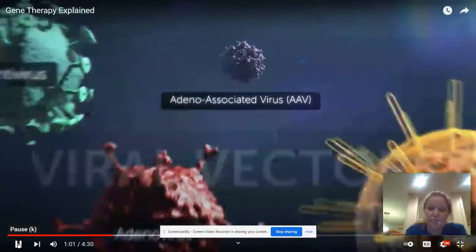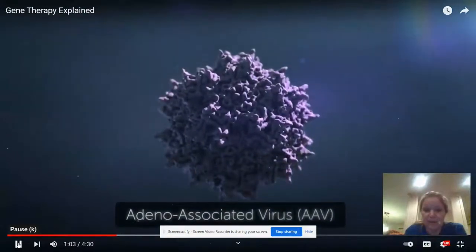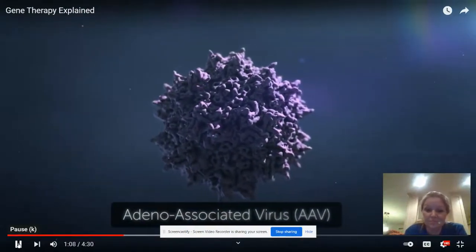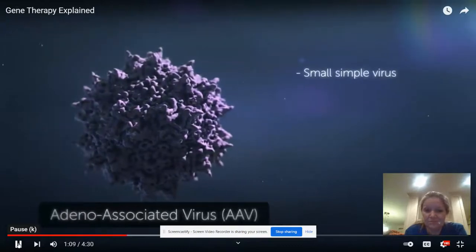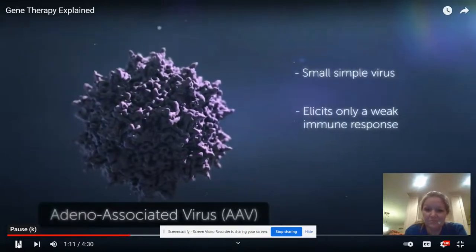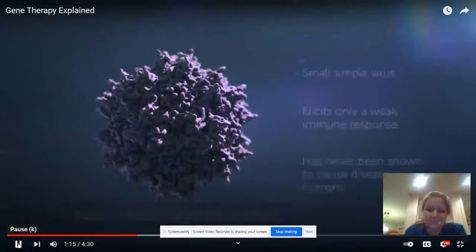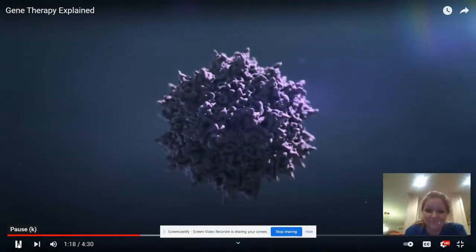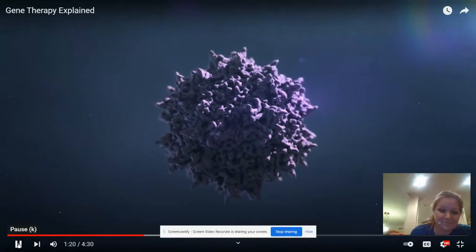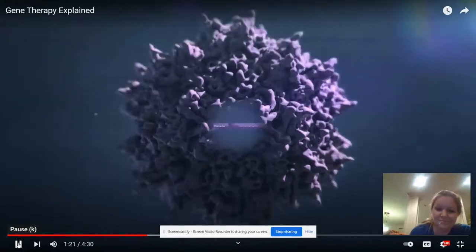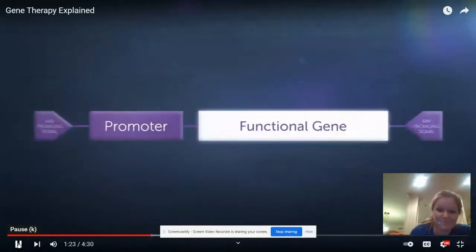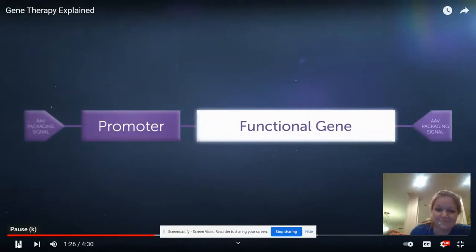Vectors made from adeno-associated virus, or AAV, are especially well suited for treating retinal diseases. AAV is a small, simple virus that elicits only a weak immune response and has never been shown to cause disease in humans. In gene therapy, the two native AAV genes are removed and replaced with DNA that contains a functional gene with instructions to produce a normal protein.